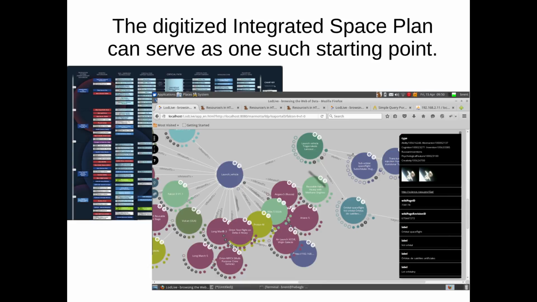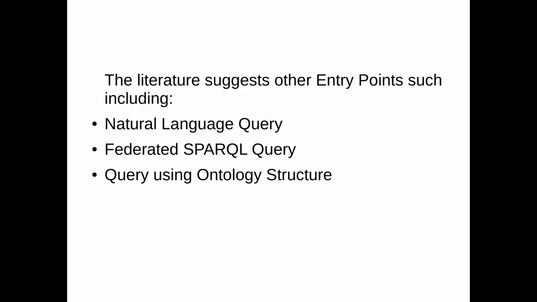For LodLive browsing, the digitized Integrated Space Plan can serve as one such starting point. You could start at the Integrated Space Plan, all its underlying linked data, and then browse to other linked data resources on the web. In addition to linked data browsing, the literature suggests other entry points, such as a natural language query, federated SPARQL query, and a query using the underlying ontology structure for data.